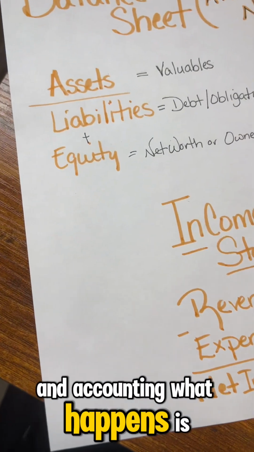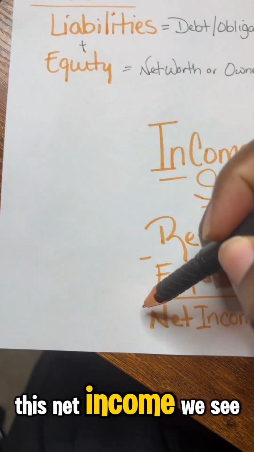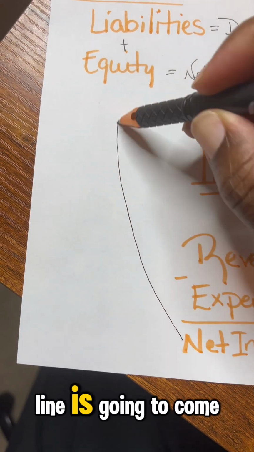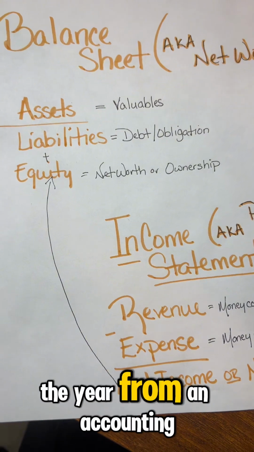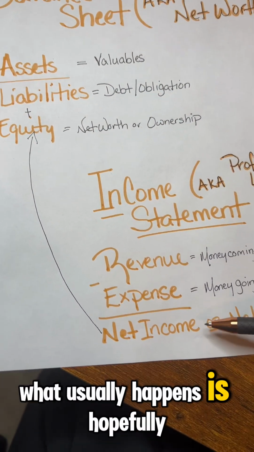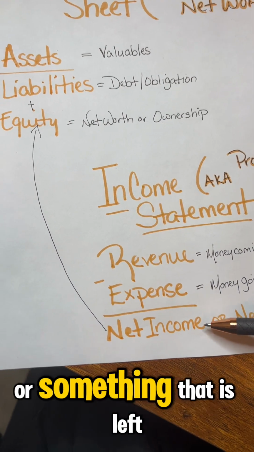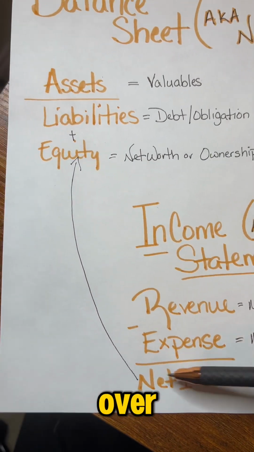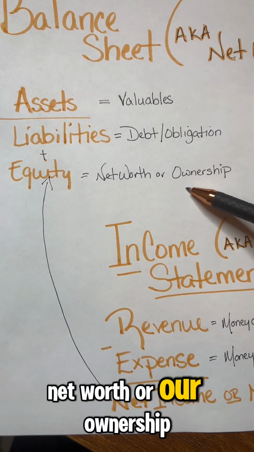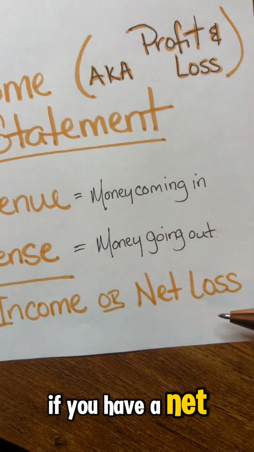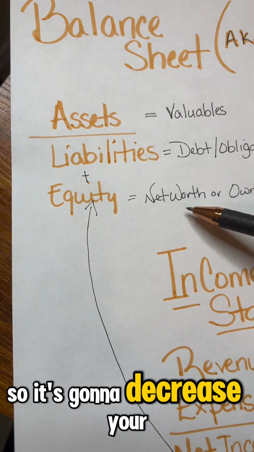In accounting, what happens is once we do our income statement, this net income, let me see if I can draw this line, is going to come and feed into your equity. So at the end of the year, from an accounting perspective, what usually happens is hopefully we have some net income left over. Basically, we have net savings or something that is left over, and it's going to flow up here into our equity, which is going to increase our net worth or our ownership. Now, of course, if you have a net loss, then that's going to do the opposite. It's going to decrease your equity. So it's going to decrease your net worth.